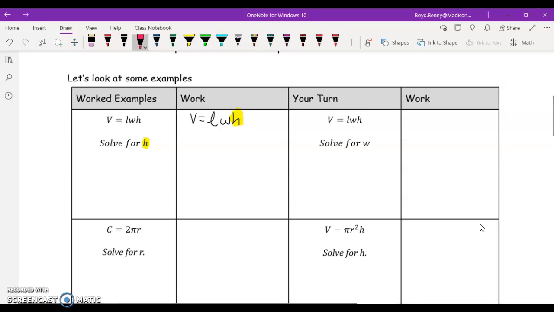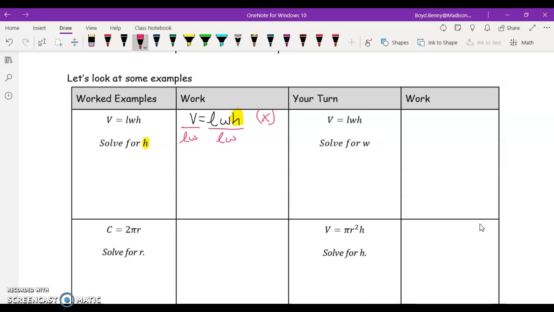Well, when I look at that, I notice that this is multiplication. And to undo multiplication, I need to do division. So since L and W are being multiplied by h, I'm going to divide by L and W to eliminate it on the right side. Well, if I do that to the right side, I have to do the same thing to the left side, just like we did with regular equations.